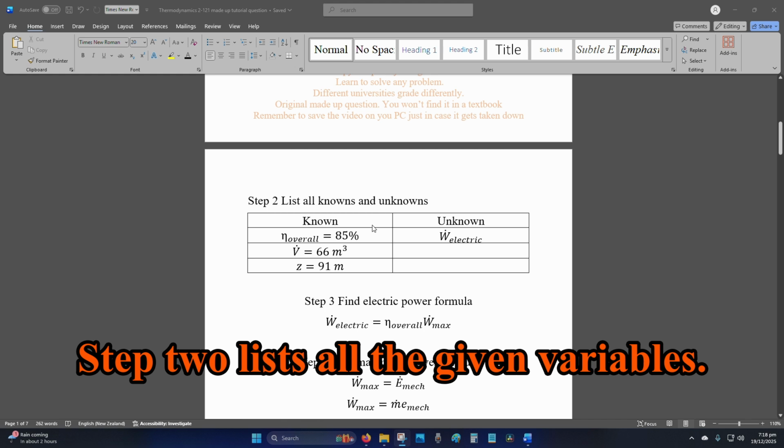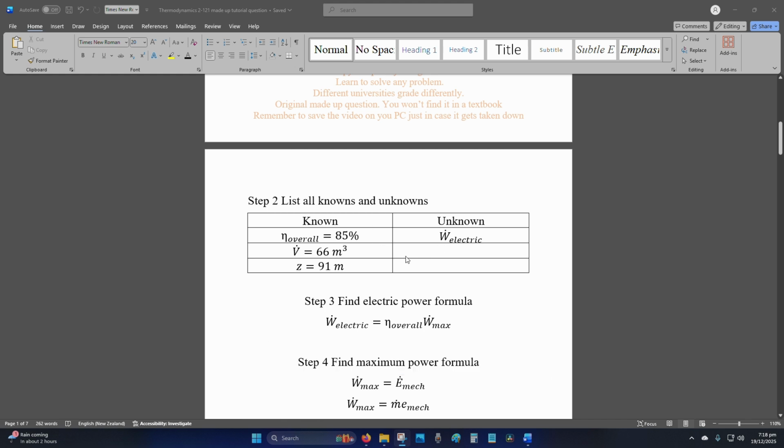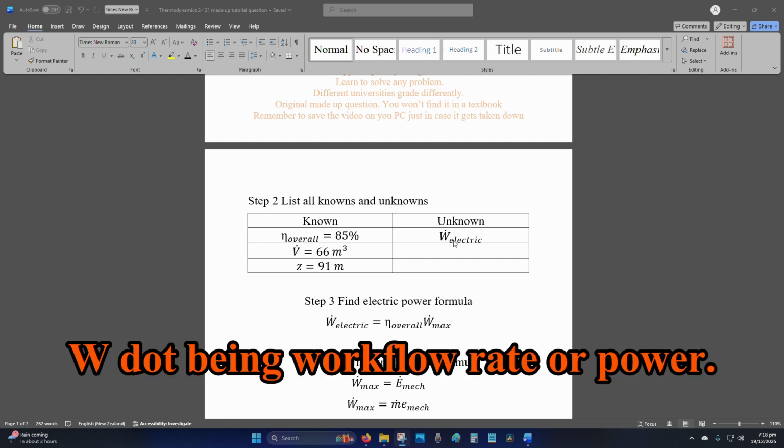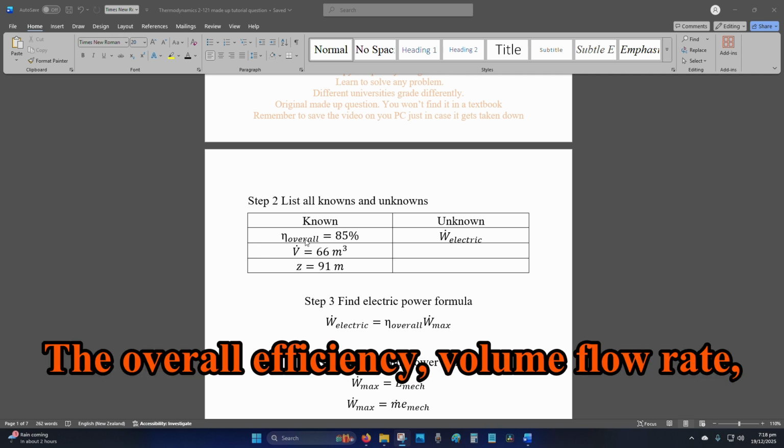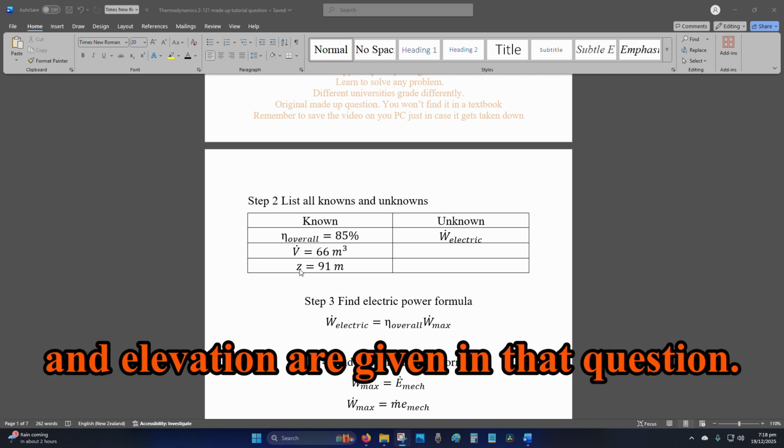Step 2, list all the given variables, find the unknown. We're trying to find the electric power. So that's W dot electric, W dot being work flow rate or power. The overall efficiency, volume flow rate, and elevation are given in the question.